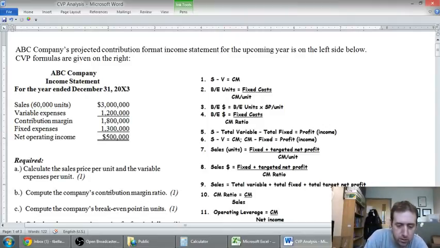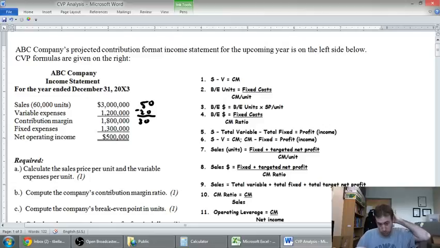And we can, right? We're planning to sell $3 million worth of stuff, and that's selling 60,000 units. That means per unit, our selling price is 50 bucks. 3 million divided by 60,000 is 50 bucks. With 1.2 million in variable expenses, if we're going to sell 60,000 units, our variable cost per unit is 20 bucks. 1.2 divided by 60 is 20. So 50 minus 20 is 30, and that's our contribution margin per unit.